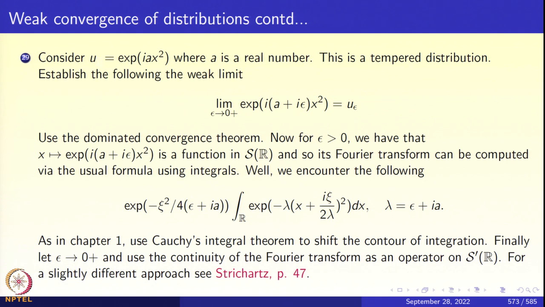Integral over R, there is a factor in front of the integral, exponential of minus lambda times x plus i chi by 2 lambda, the whole squared, where lambda simply denotes epsilon plus i a. Just for simplicity, I use the notation lambda. Now you want to reduce this integral to the integral of e to the power minus t squared dt. How will you transform this? You must go back to chapter 1 and see how we computed the Fourier transform of the Gaussian by using Cauchy's theorem. We shifted the contour of integration using Cauchy's theorem. You imitate that idea and you complete this problem. For a slightly different approach, you can look at Strichartz's book, page 47. And that completes this exercise.